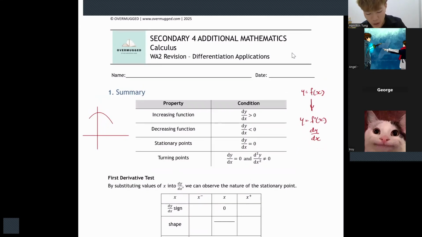So we look at the first part, which talks about increasing and decreasing functions. Increasing functions and decreasing functions basically correspond to dy/dx being more than 0 and dy/dx being less than 0 respectively. So in layman terms, what does increasing function mean? It just means a function where the graph is increasing. Something like this is an upward sloping graph. So yeah, it's an increasing function. Decreasing functions are where the gradient is negative, so it's a downward sloping graph in layman terms.